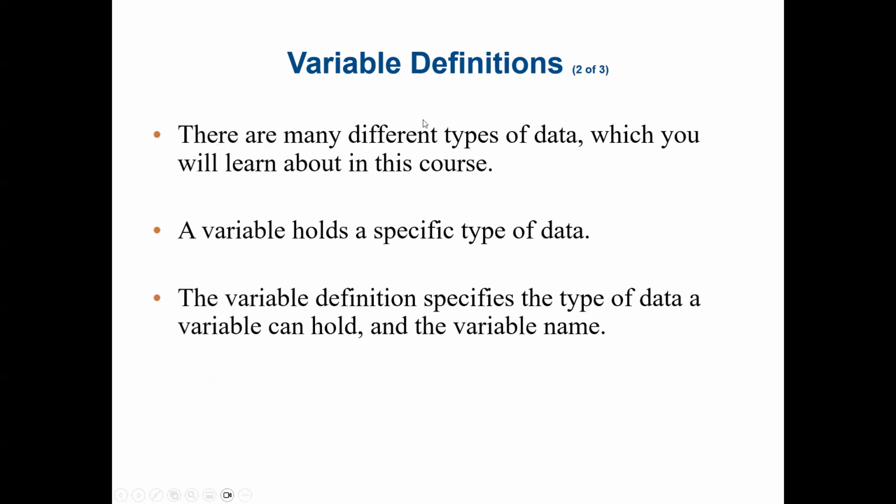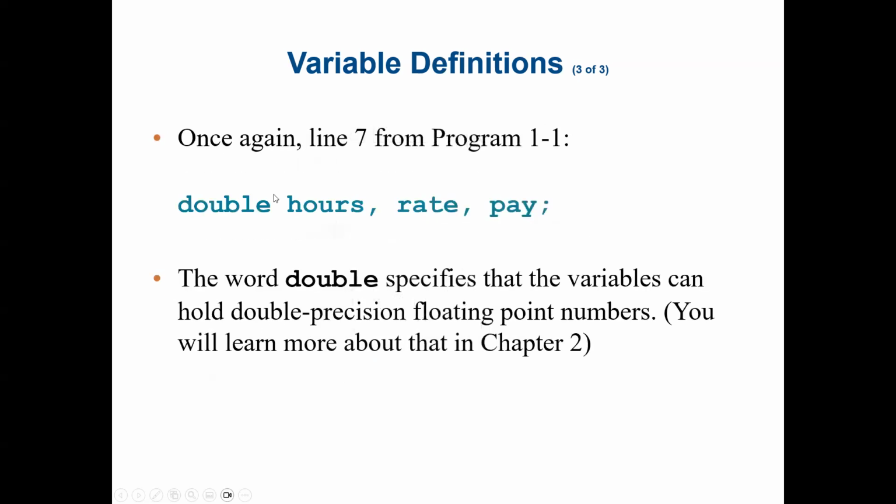So for variable definition, there are many different types of data which you will learn about in this course. A variable holds a specific type of data. So for example, double pay means it can only hold a decimal value, like $20.20. A variable definition specifies the type of data a variable can hold and also the variable name, as we said. So one more time, double hours, rate, and pay.